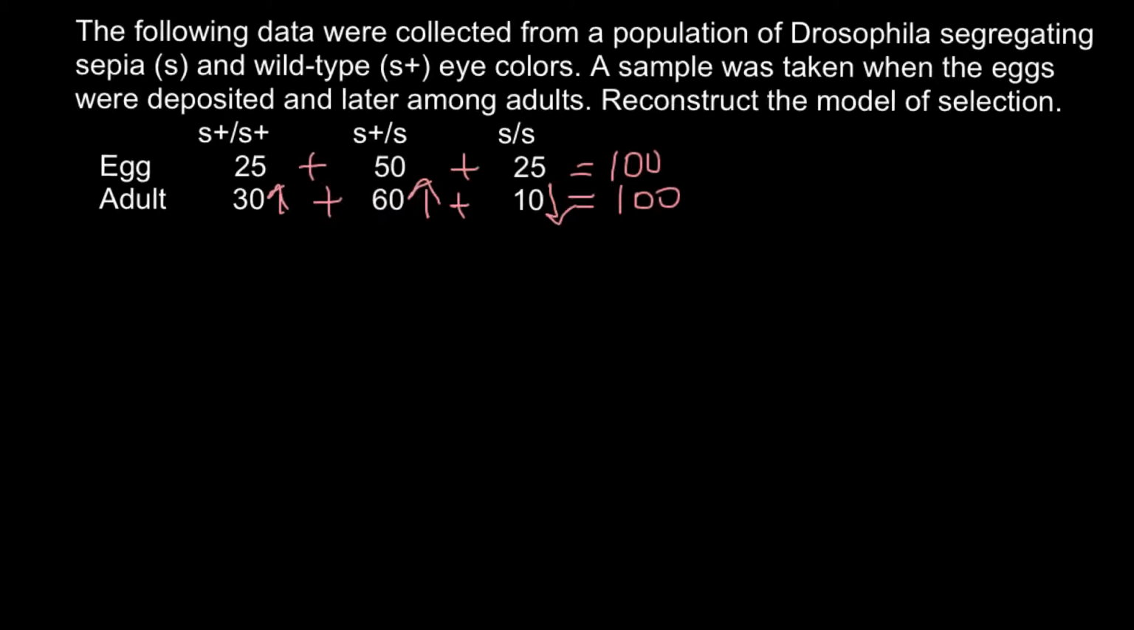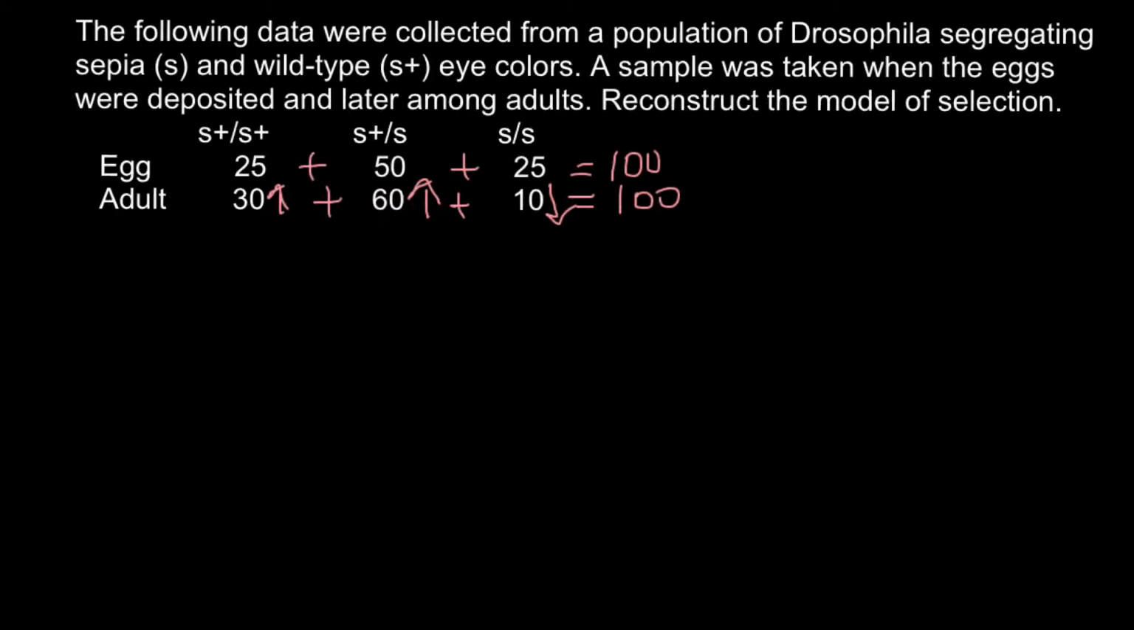This is due to different fitness. That means that this genotype and this genotype have better fitness than this genotype. This also means that not all specimens of this genotype would survive until adulthood. So now let's find the fitness of each genotype and phenotype.